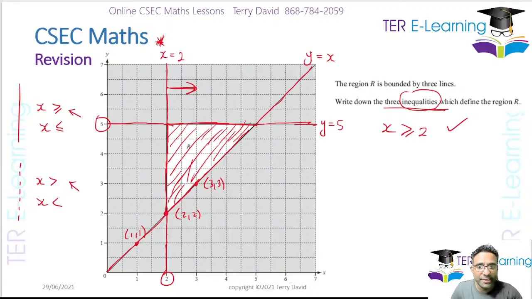Now, the next thing we need to do is look at this line here, the line y equal to 5. If I want to shade the correct region R, I need to shade below that line. So therefore my second inequality is going to be y is less than or equal to 5. That's my second inequality.